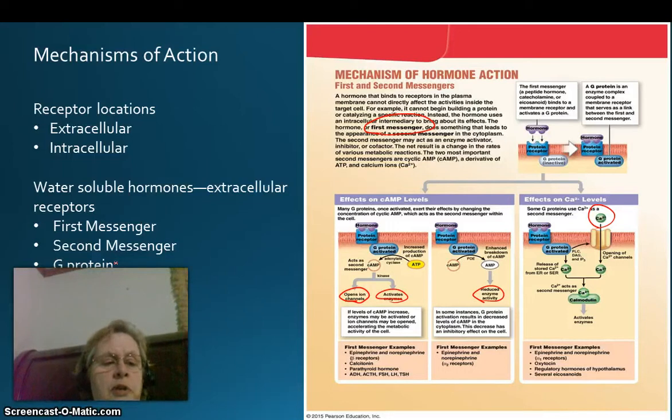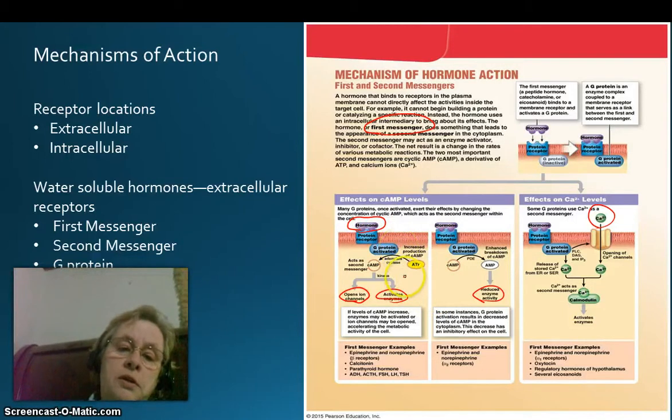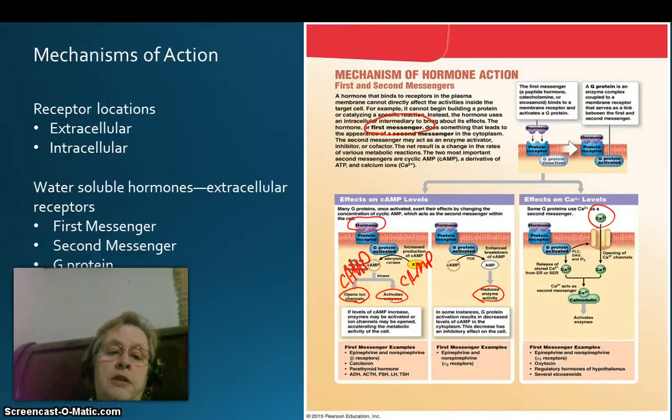One of the possible activities from a water-soluble hormone action is amplification. Amplification occurs when this single hormone is going to create thousands of second messengers. I drew a couple more cyclic AMP to illustrate that it's going to do multiple second messengers.